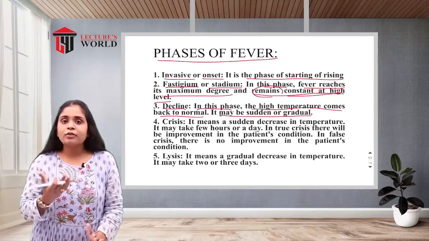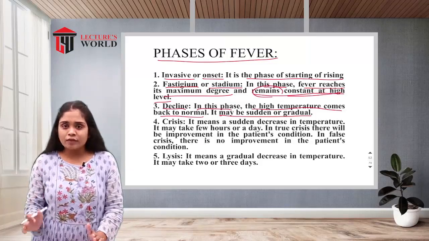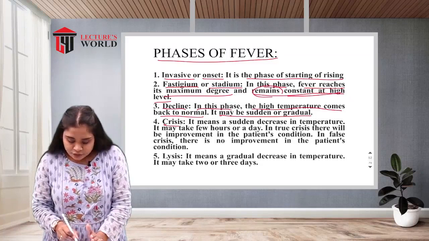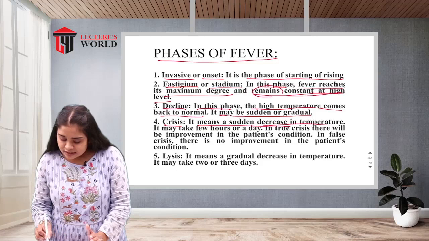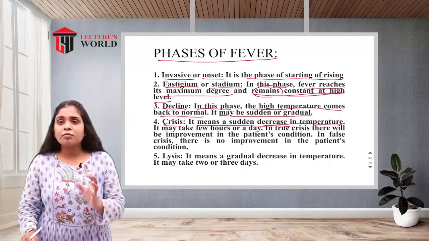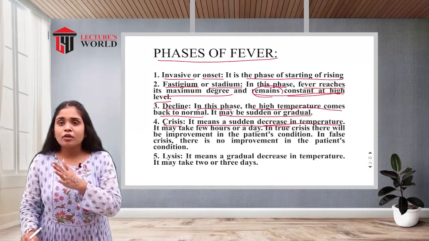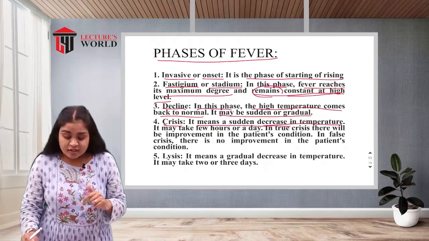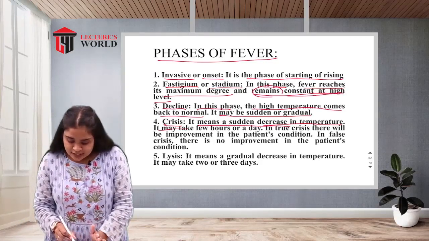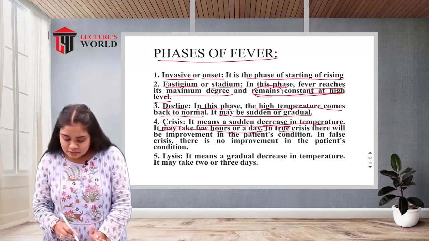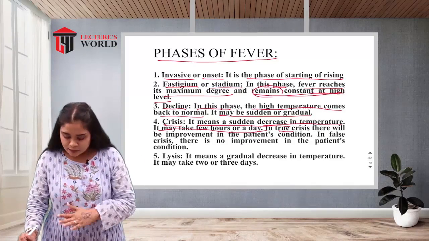Whatever the body temperature is at the higher level, it will try to come back to the normal temperature of the body. Then the fourth one is the crisis. It means a sudden decrease in temperature. For some patients it takes time to gradually subside the temperature. But in crisis, suddenly the temperature will fall. It may take only a few hours or a few days to come to the normal range of the body.